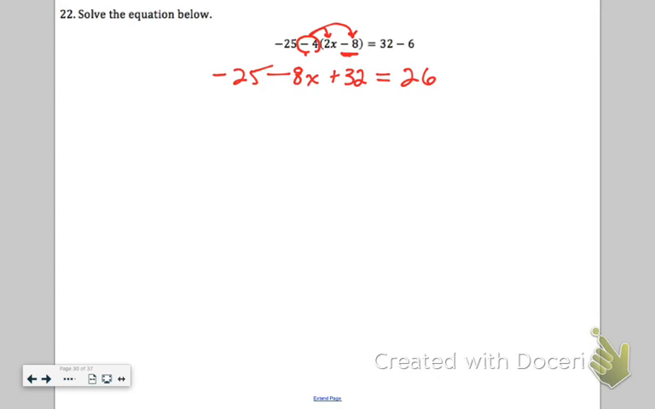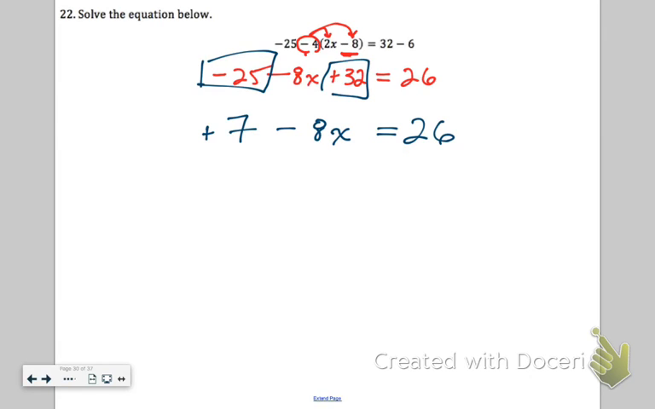I want to combine my like terms. I have a negative 25 and a positive 32. When I combine a negative 25 with a positive 32, I get a positive 7, you can think of it as. So that's 7 minus 8x equals 26. Or negative 8x plus 7 equals 26.